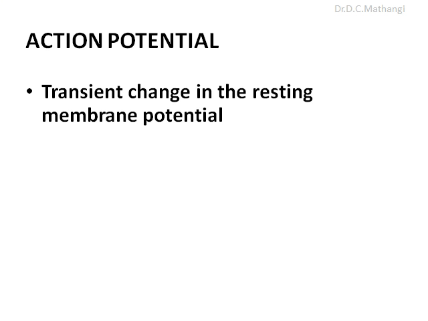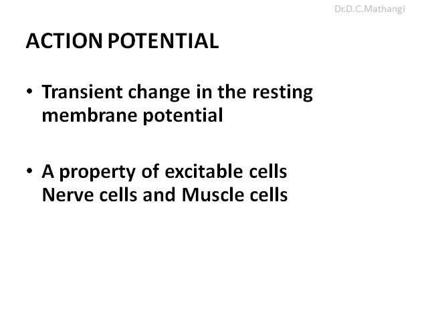So what is action potential? It's the transient change in the resting membrane potential, which we see when we stimulate with an appropriate stimulus on a nerve or a muscle cell. So we call both of them an excitable cell.